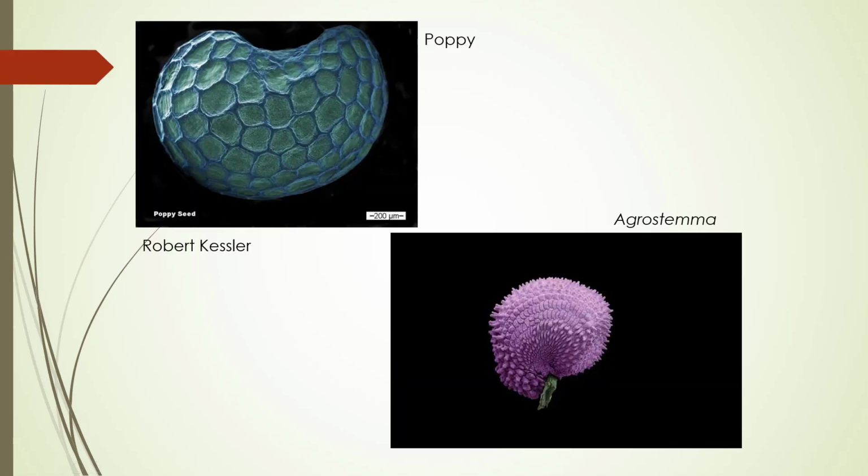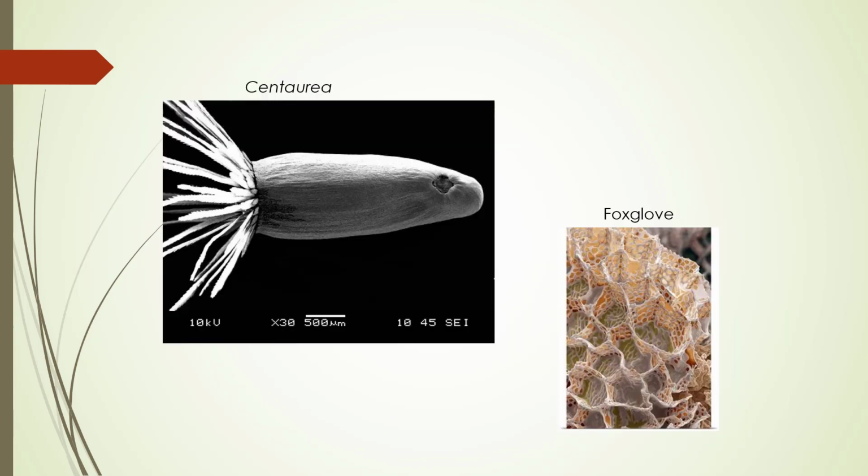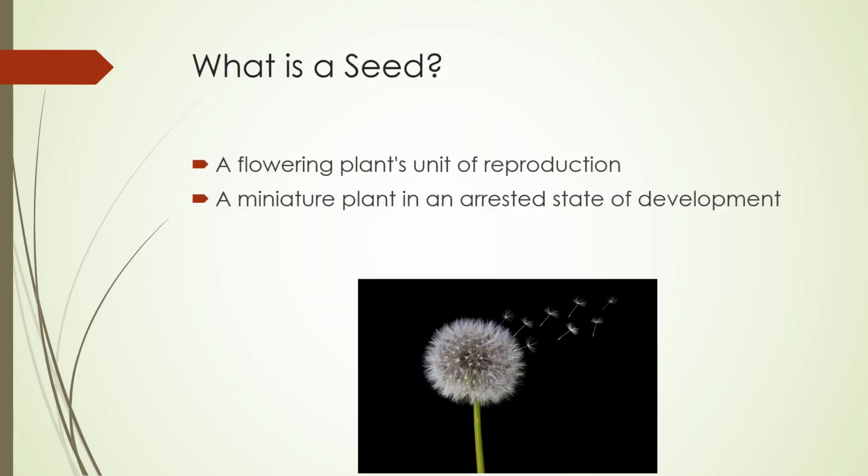Okay, this week we're talking about seeds. Here are just some different seeds, just to show you the diversity of what they look like under magnification. So a seed is the unit of reproduction. It's also a miniature plant in an arrested state of development.